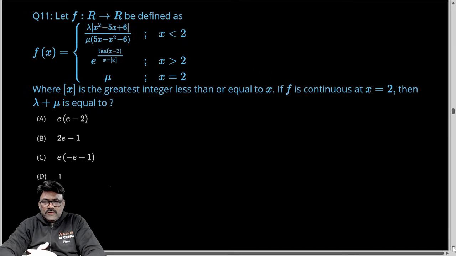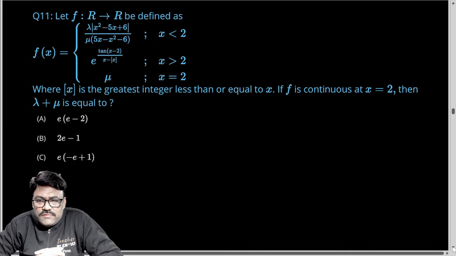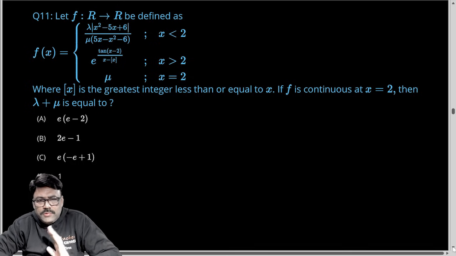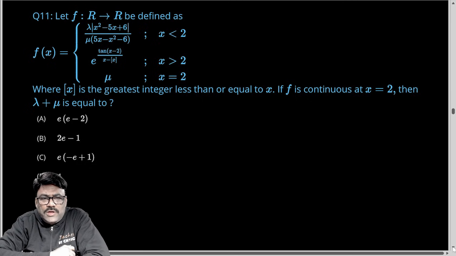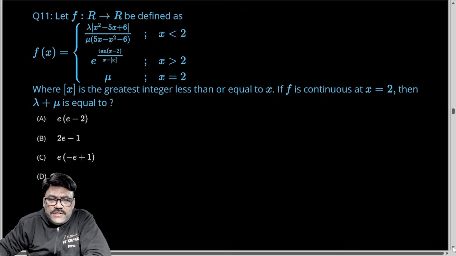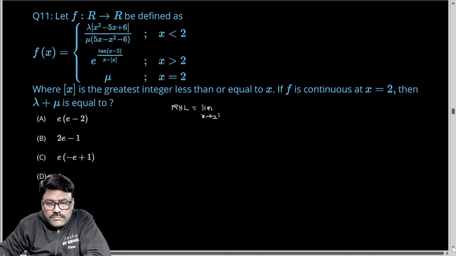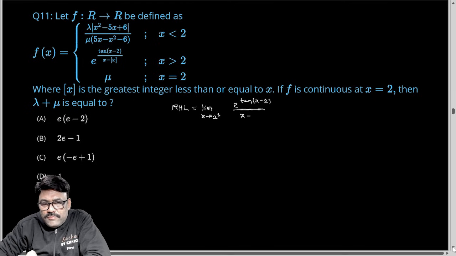Okay, see this question. This is from continuity. The function is continuous at x is equal to 2. So what will be lambda plus mu? Since the function is continuous at x is equal to 2, the left hand limit, the right hand limit, and the actual value at 2 should all be the same. So if I take the right hand limit at x is equal to 2, it is limit x approaching 2 plus of e raised to tan of x minus 2 over x minus integral part of x, the greatest integer function. And since x is slightly greater than 2, the integral part will be 2 only.